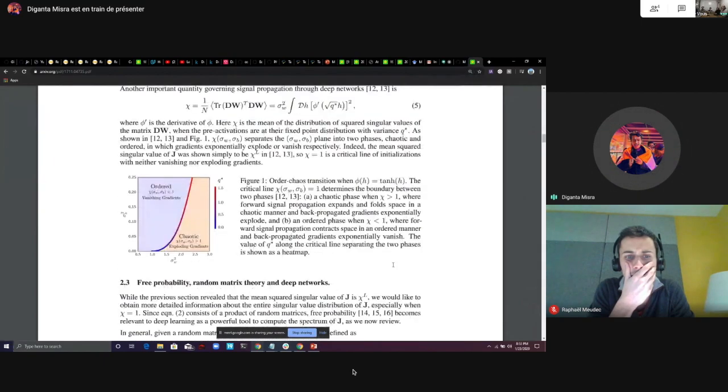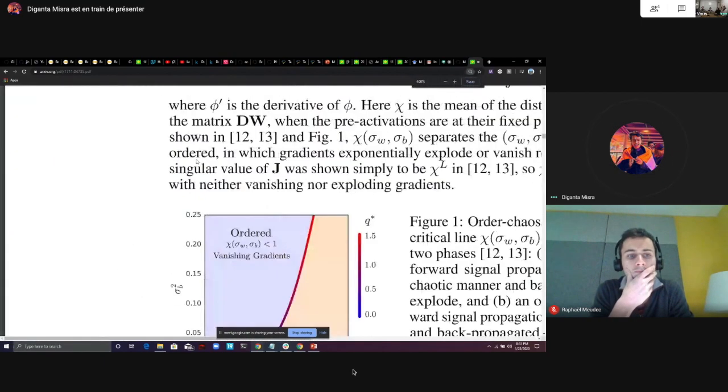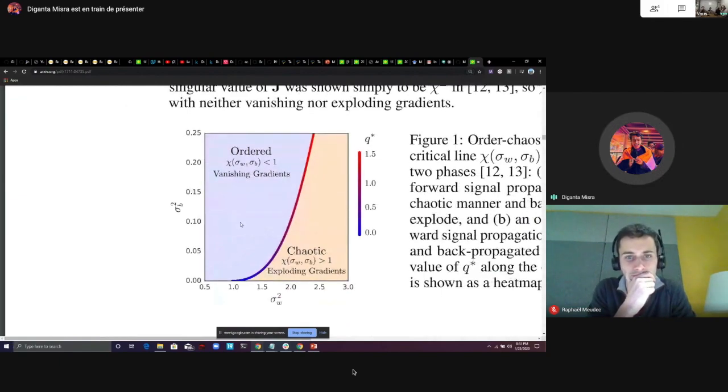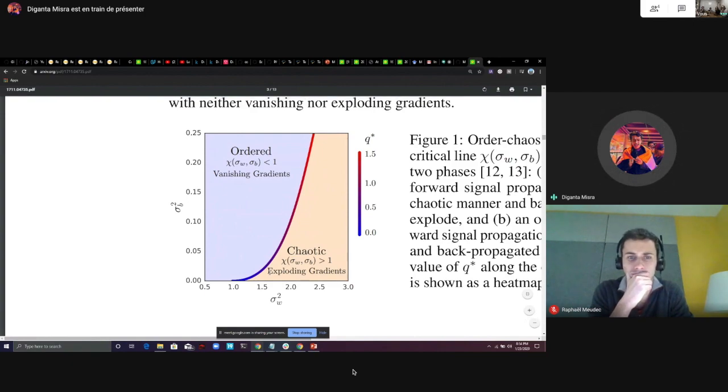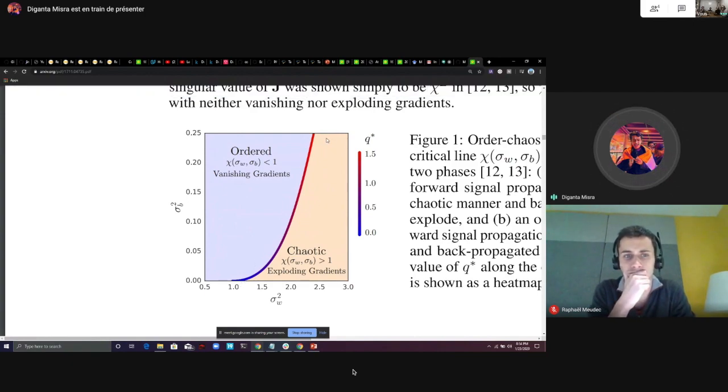Okay, so I guess this is visible. Here the x-axis is the variance of your weight matrix, and this is for the bias matrix, and you are dividing where your network will initialize into two phases. One is the ordered phase, one is the chaotic phase. This Q star line is called the edge of chaos, or the ordered-chaos transition. To obtain this Q star line, you have to define the activation function, so it is dependent on the derivative of the activation function.